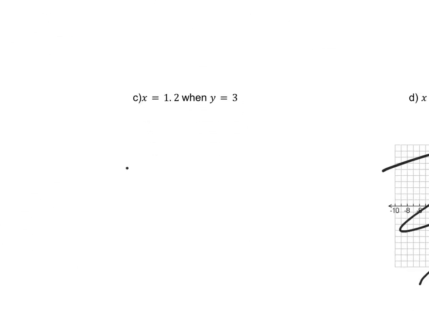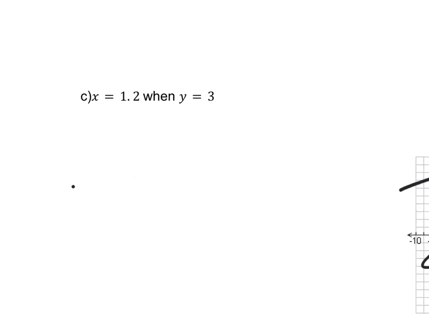Let's skip down to letter C. So letter C, first thing we need to do is solve for k, solve for k. So 3 equals k over x, so 1.2.